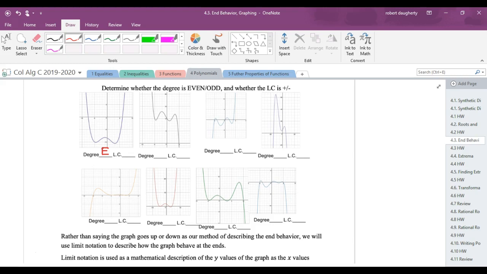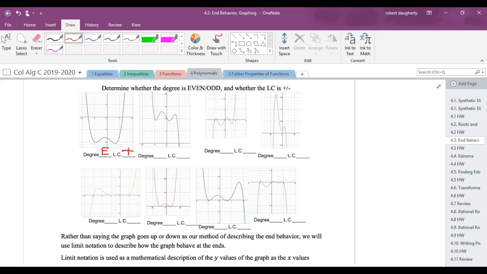The leading coefficient, is it positive or negative? Positive. It's positive because it goes up just like x squared does, okay? So if you're confused, you know x squared does this. It's even degree and positive goes up. Now what about this one?